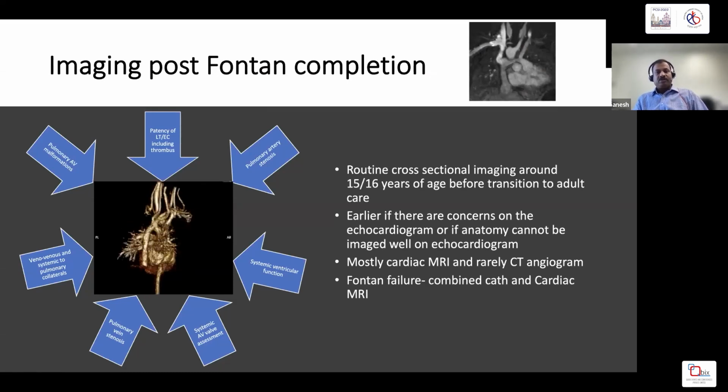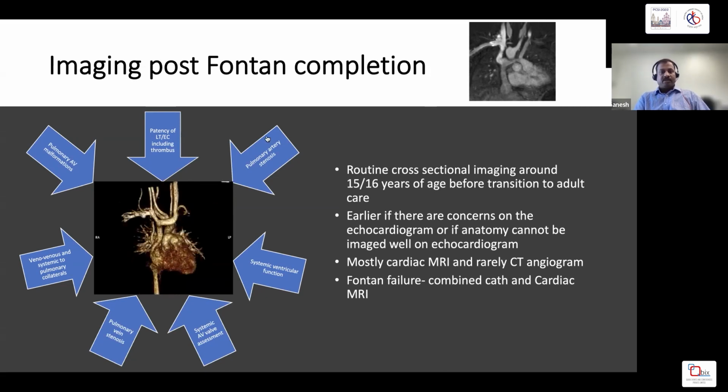Imaging post-Fontan completion. We monitor these patients with cross-sectional imaging as and when required. Generally our practice is to do cross-sectional imaging around 15 to 16 years of age before transition to adult care, or earlier if there are concerns on the echocardiogram, and we do MRI or CT. Mostly we do cardiac MRI because these children are older and we can do MRI without general anesthesia and avoid radiation. In patients who have Fontan failure, we generally do combined cardiac cath and MRI to get the hemodynamic data and also the assessment of function, as well as to identify any anatomical problems.